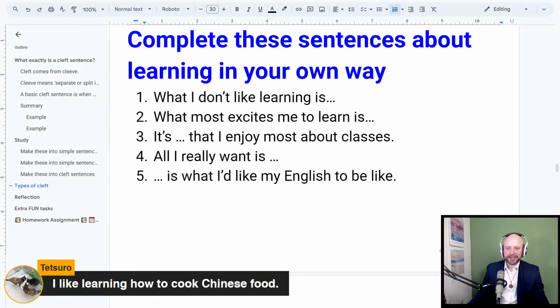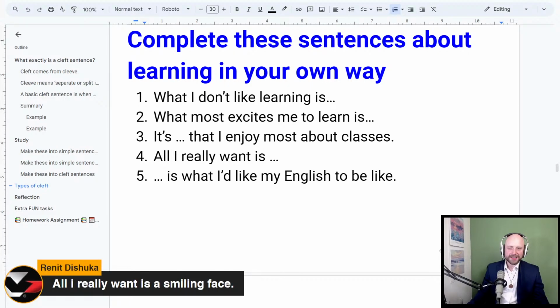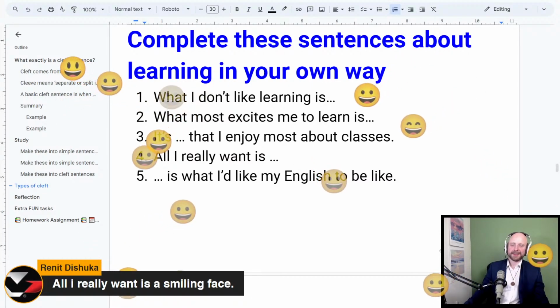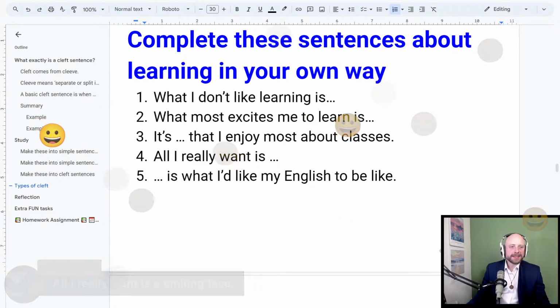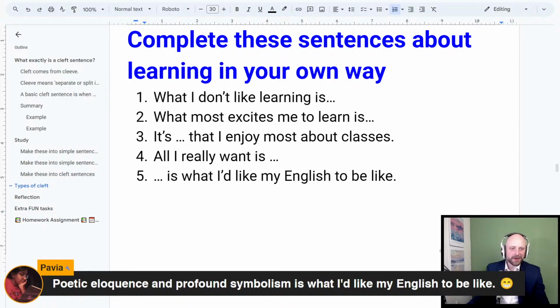I like learning how to cook Chinese food. Very good. I like dim sum. All I really want is a smiling face. A smiling face. Well, I can give you one of those. You know, you can make them bounce around the screen by doing this. You do this and they bounce around the screen. Look at that. Fireworks. Poetic elegance and profound symbolism is what I'd like my English to be like. Really?